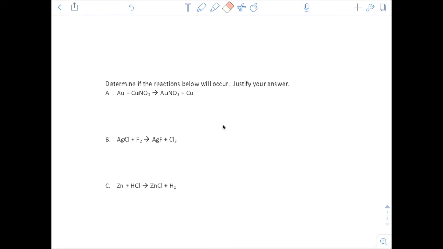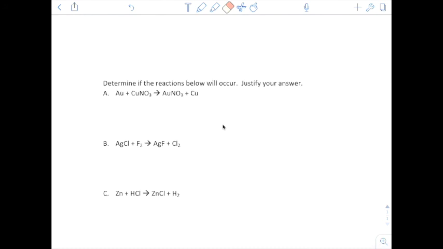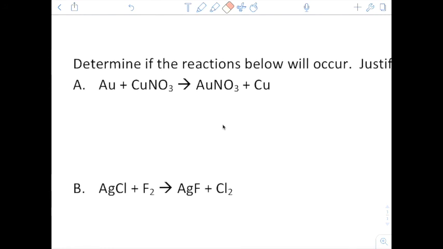Justify our answer. The only time a single replacement reaction can happen is if the metal by itself, or the non-metal by itself, this one over here, is higher on the activity series than what it's trying to replace. Okay? So is gold higher than copper on the activity series? No, gold is towards the bottom, so therefore this reaction does not occur.